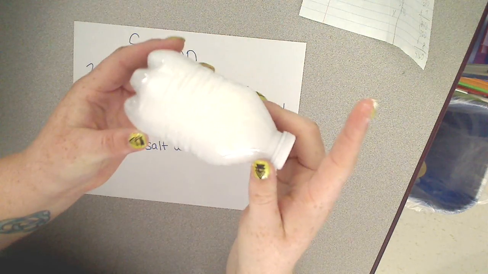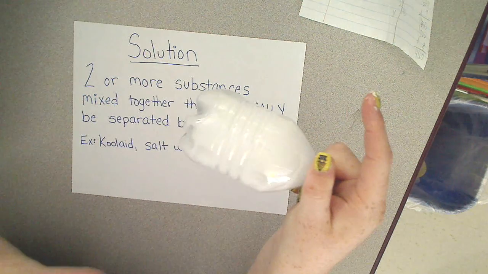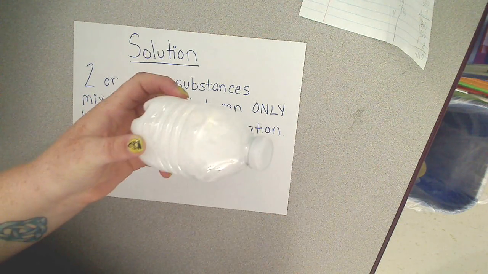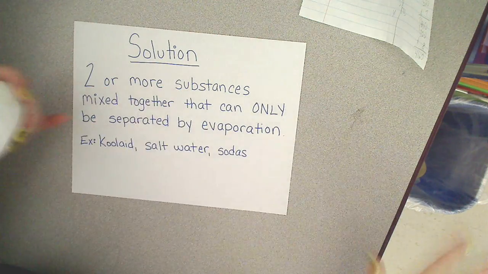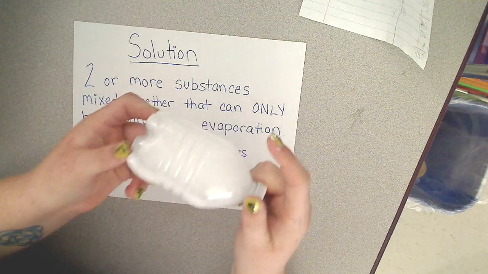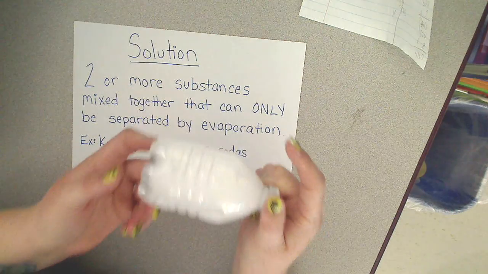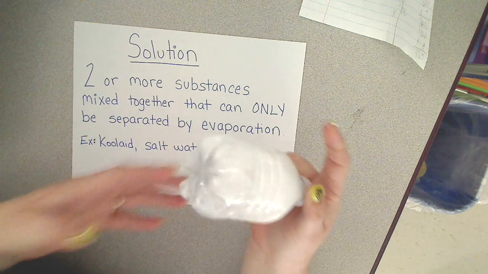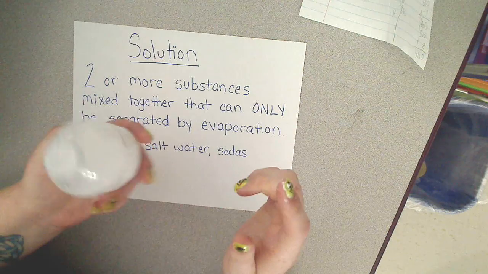Now if we look at this, I have a solution because I have Mod Podge that has been mixed with water. I cannot separate this by hand. I can't just open the bottle, pour it out, and separate it. I would have to pour this out into a container, let it sit, and let the water evaporate in order to get the water and the Mod Podge to separate. So this is a perfect example of a solution.